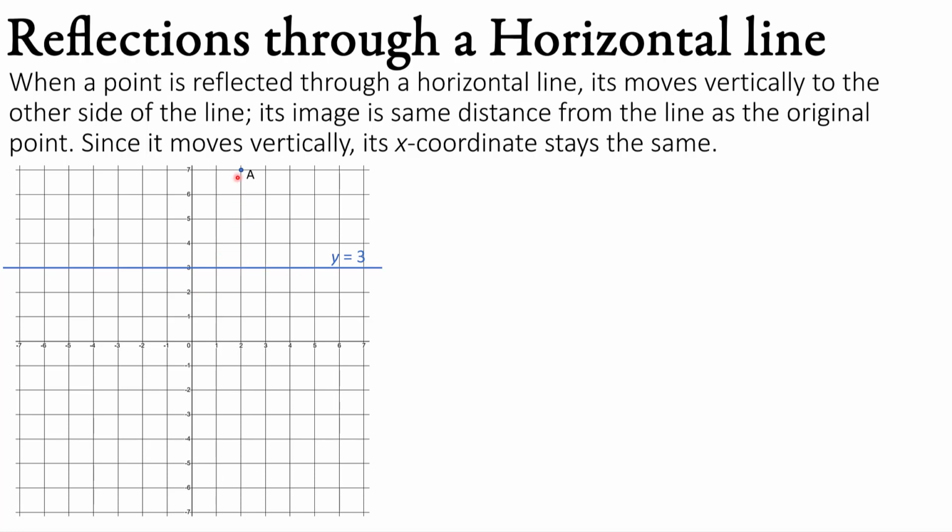When we reflect this, because this line is horizontal, the point is going to move vertically, and it's going to keep its distance the same from the line. It's just going to go to the other side of the line. Since our point A is 4 units from this horizontal line, we can just count it out, its reflection is also 4 units away. So A prime is right down here and has coordinates 2, negative 1.